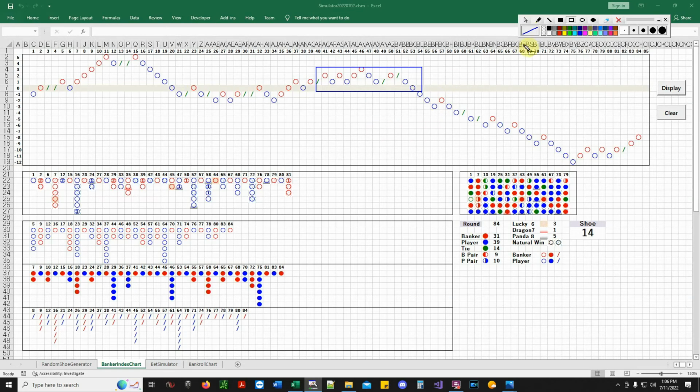The play is right here. That's where you start betting player. The play is right there. We're going to get into that. The play is right here.